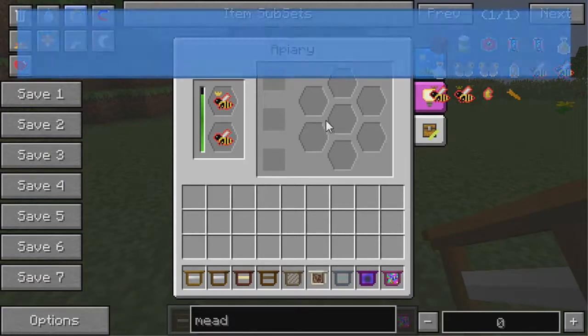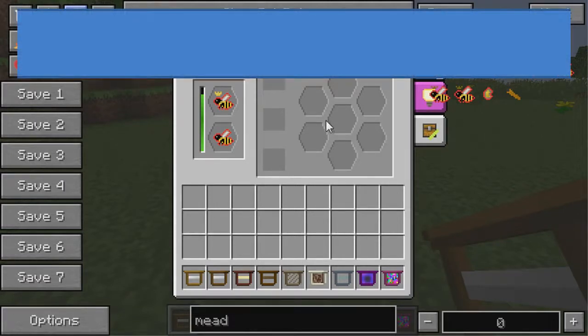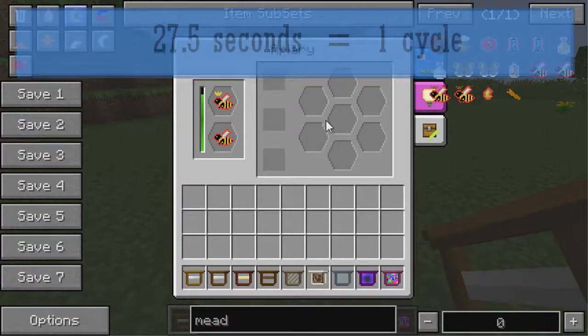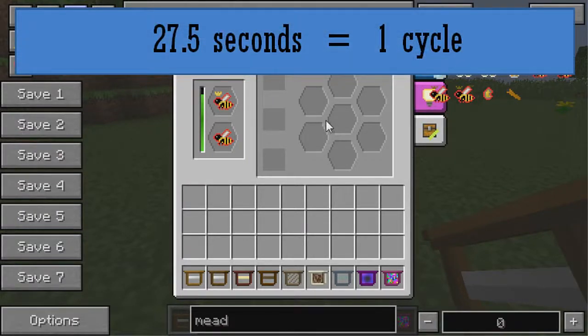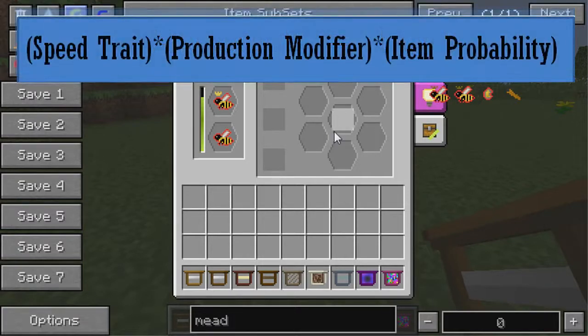The bee cycle is about 27.5 seconds. Okay? And basically what that's saying is every 27.5 seconds, there's a chance of the bee producing an item. Okay, so now we need to figure out what the probability of producing a certain item would be. And that's figured out by a very simple formula: the speed trait of the bee multiplied by the production modifier multiplied by the item probability.